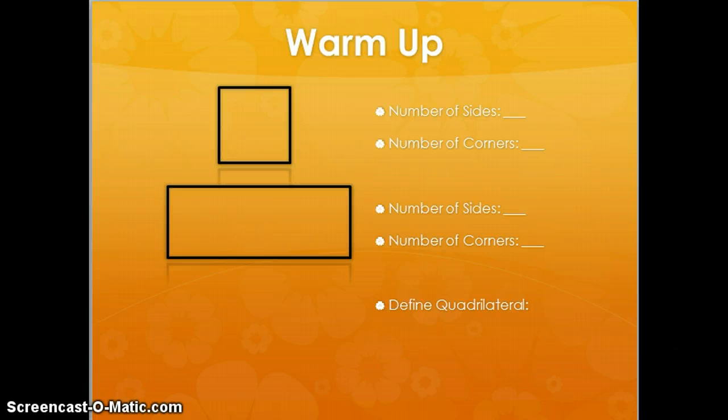So this is our warm-up, and it's pretty basic, just to get them thinking about shapes. We have a square and a rectangle, and you just count the number of sides and the number of corners, because that's the basis for calculating the area. Afterwards we would define quadrilateral, and as we know from taking your class, it is always a more complex definition than we think it is, but we would do it in a sixth grade form.